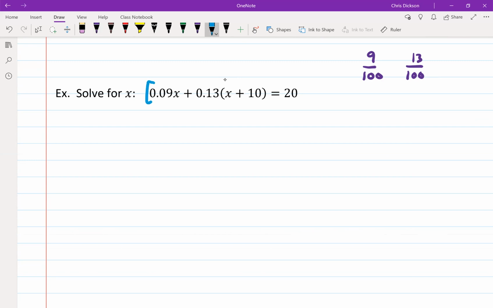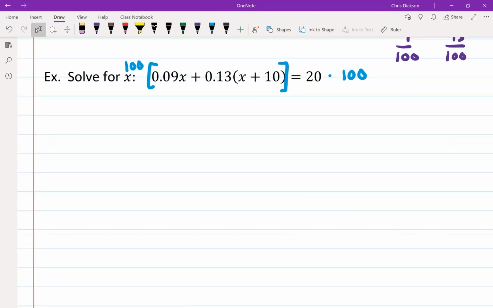So I'm going to take this side of the equation, and I'm going to times everything in here by 100. And I'm going to times this side by 100. So remember, whatever you do to the left side, you have to do to the right side. So I'm just going to make this a bit bigger, and I'm going to times this in. So I'm going to times that by that. So that's going to give me 9x. And then I'm going to times this by that coefficient, which is going to give me 13.